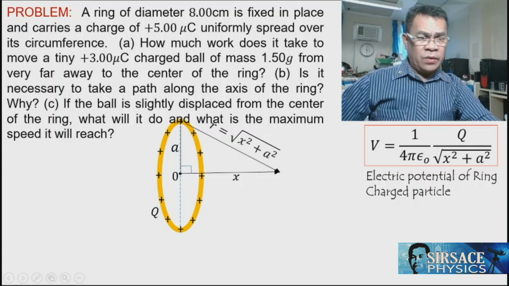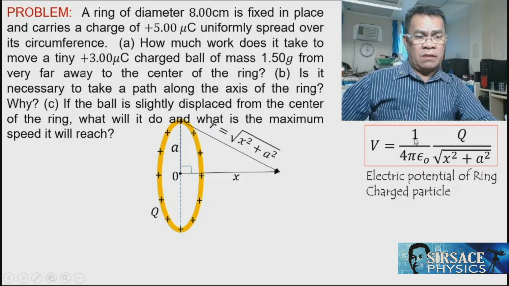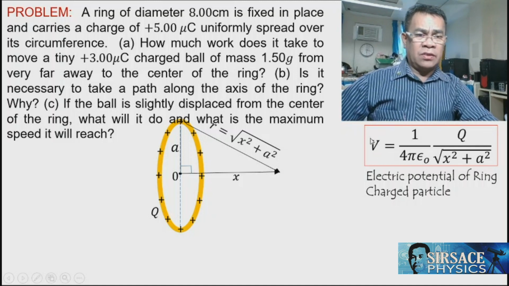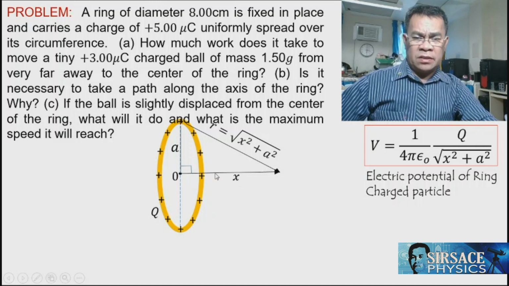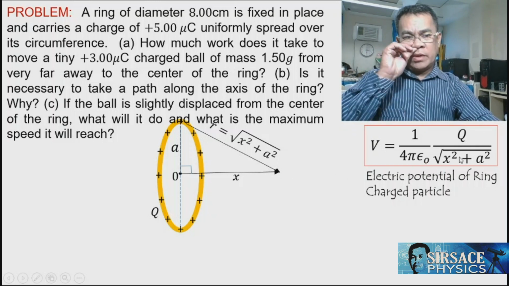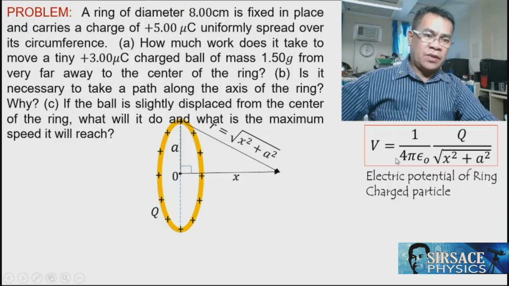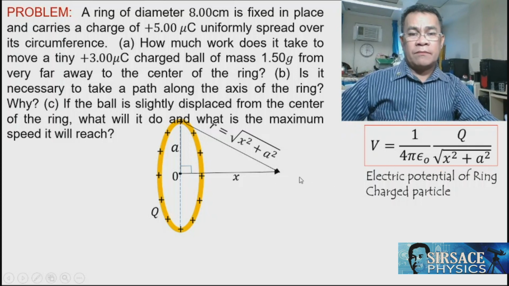If this is a ring, then we can use the formula we derived before in our previous slide. Take note that at any point along this line, radially perpendicular from the center to the radius, the electric potential is V equals 1 over 4 pi epsilon naught, times Q over the square root of x squared plus a squared. Okay, let's apply this formula.